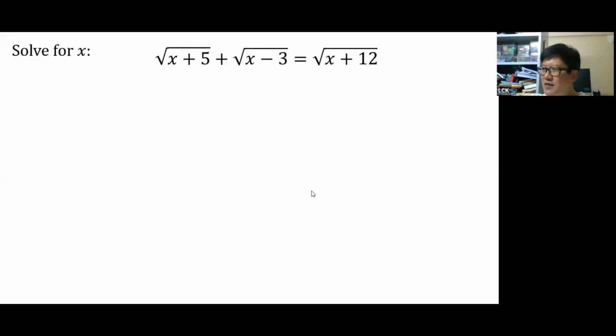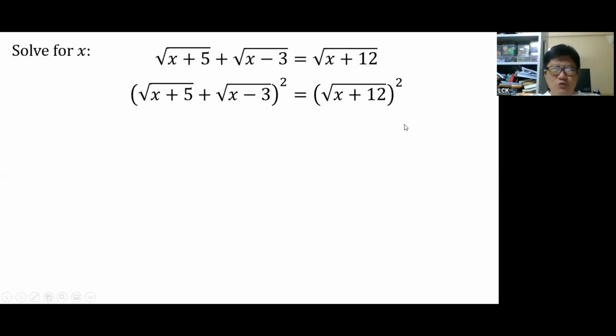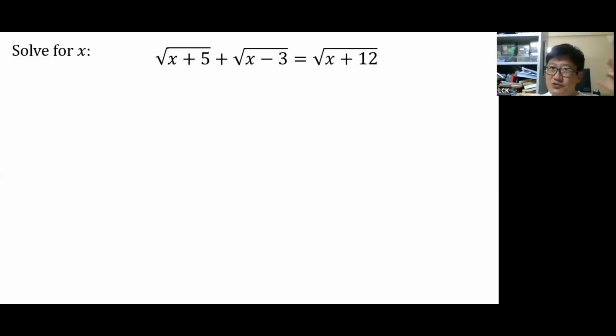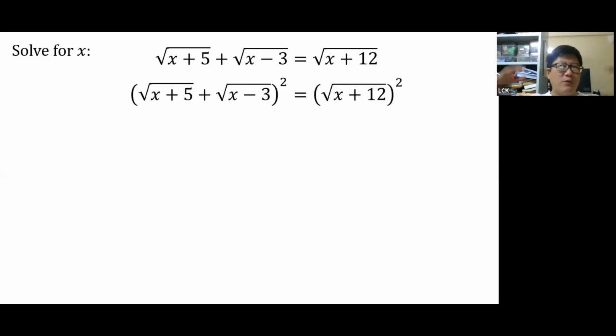All right, now another one. Again, you'll be able to tell me now. All right, square both sides. Why are we squaring both sides? Because we want to reduce the number of surds, the number of square root signs. We want to reduce it from 3, and we want to reduce it to none. The ultimate number of square root signs should be none.